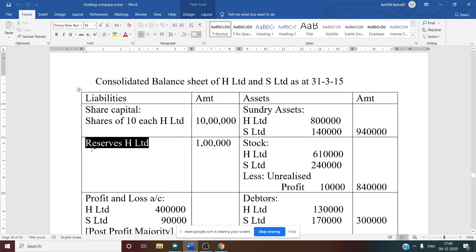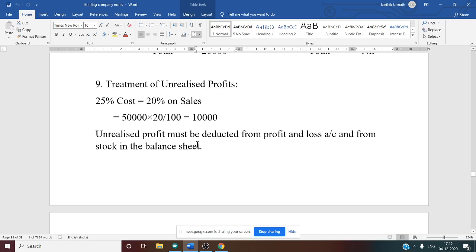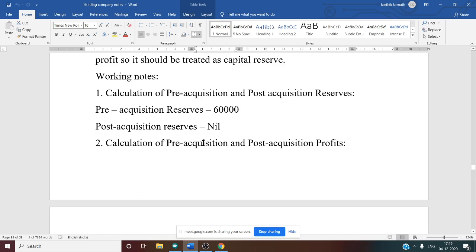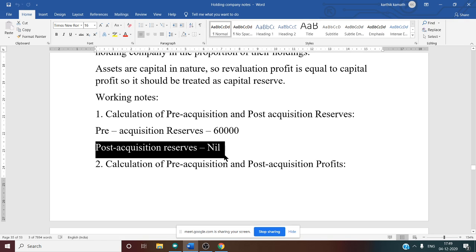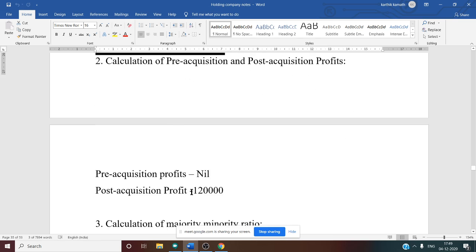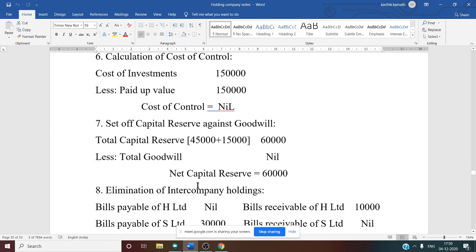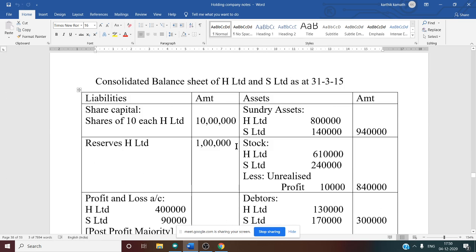Then reserves. Reserves of H Limited you have to show here, 1 lakh. What about reserves of S Limited? Why have we not taken reserves of S Limited? Because in this problem there is no post acquisition reserve. Only if there is a post acquisition reserve does it become a revenue reserve or a revenue profit. And whenever it is a revenue profit, you have to show it in the consolidated balance sheet. In this problem, there is no information. That is why only holding company reserve we have taken, that is 1 lakh.